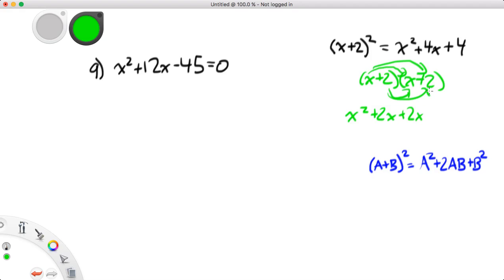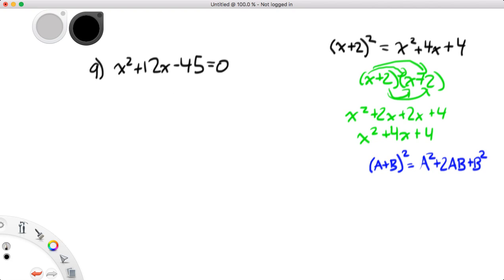Now, a perfect square trinomial is a trinomial that you derive from taking a binomial and squaring it. Okay? And we have this little formula called a special product formula that says when you have (a plus b) squared, that's equal to a squared plus 2ab plus b squared.